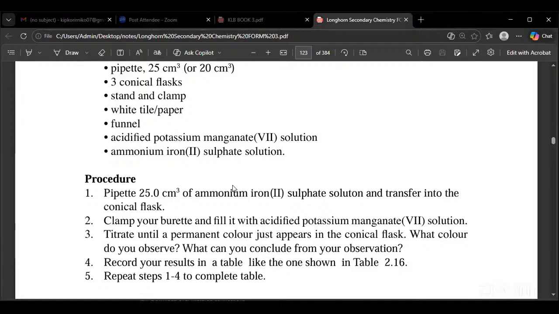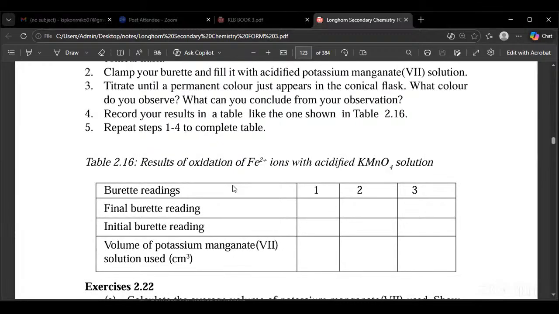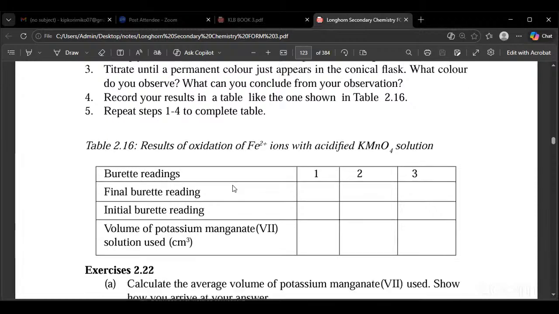And then you record the results. So repeat steps 1, 2, 3 to complete the table. Now, we have the burette reading. Which one is the titer 1, final, initial, and then you have that one. So I'm now on Abdi before I leave.